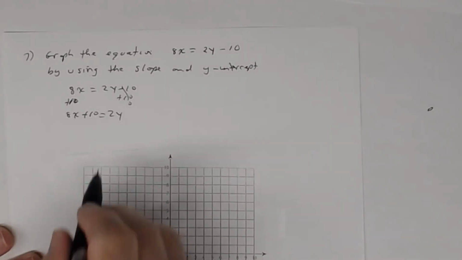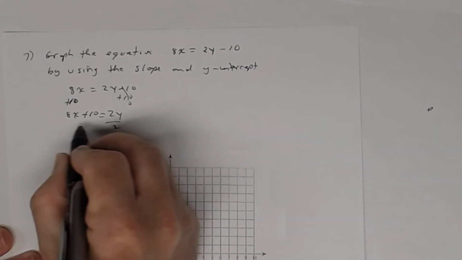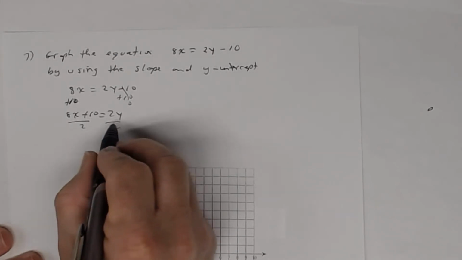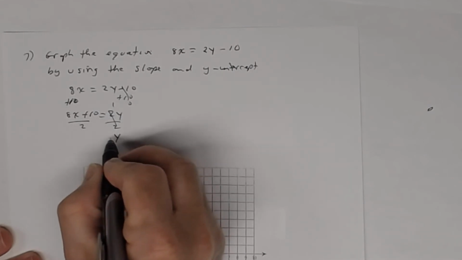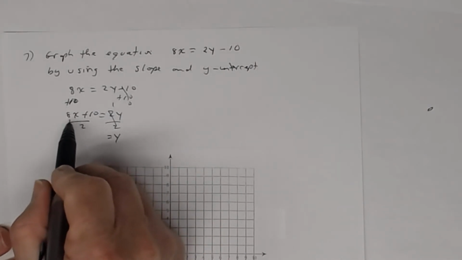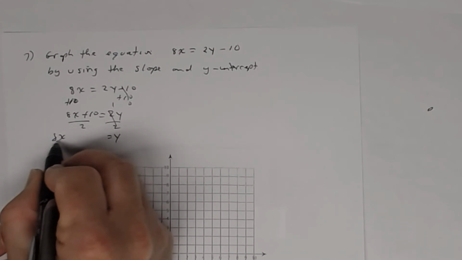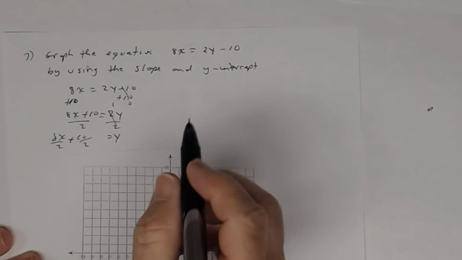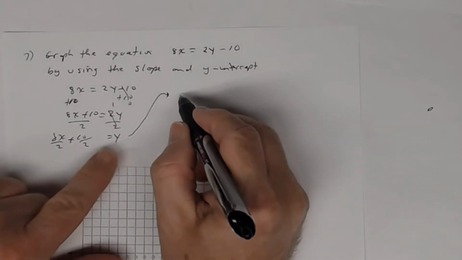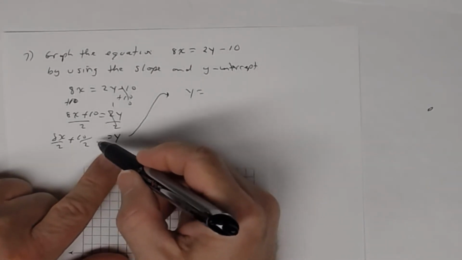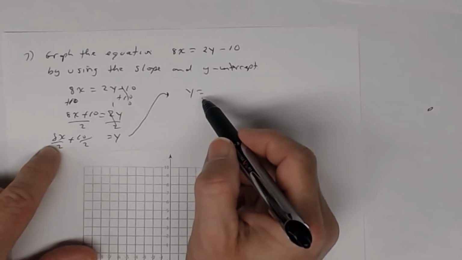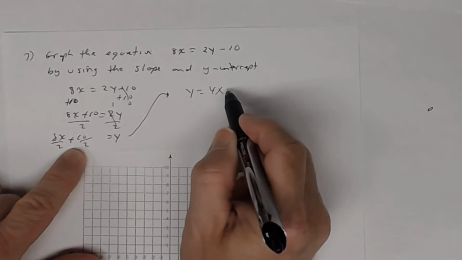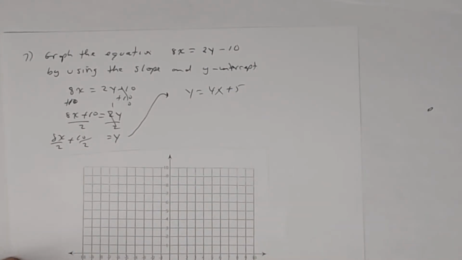Okay? Now to get y by itself, I'm going to divide both sides by 2, just like this. What I do to the right side, I do to the left side. 2 divided by 2 is 1, so I get y equals 8x divided by 2, right? So write this as 2 fractions, plus 10 divided by 2. So y equals 8 divided by 2 is 4, so that's 4x. 10 divided by 2 is 5. And so there's my slope-intercept form.